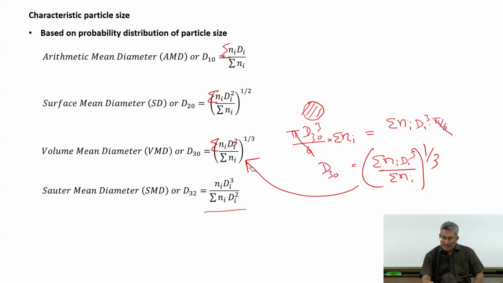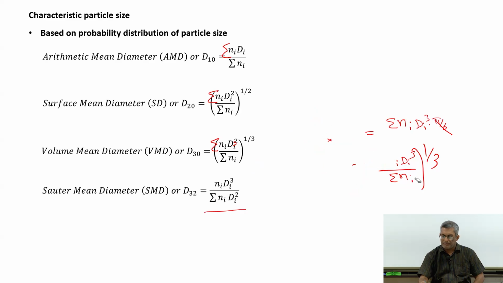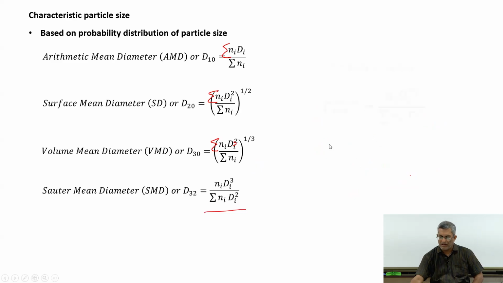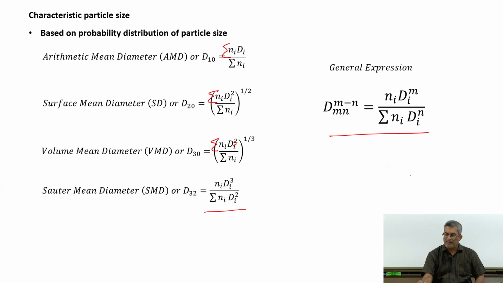Okay. Now we can write a general expression for the particle size, and it is given by this. Here, if you put appropriate values of m and n, you will get an expression like this. For example, if you put m equal to 3, n equal to 2, you get D32, which is the Sauter mean diameter, and the expression is basically this. And you can easily check this for other sizes.